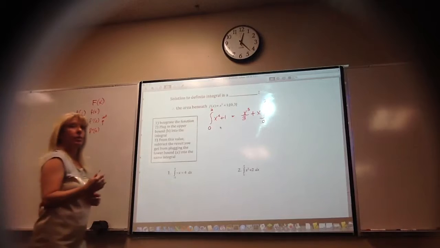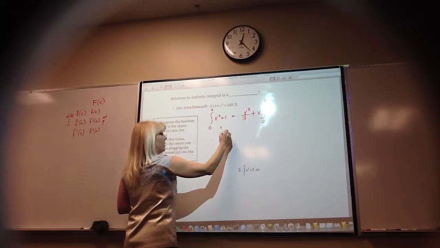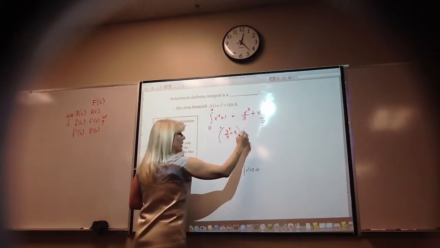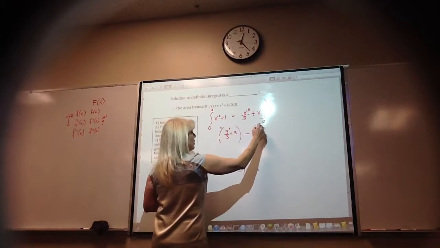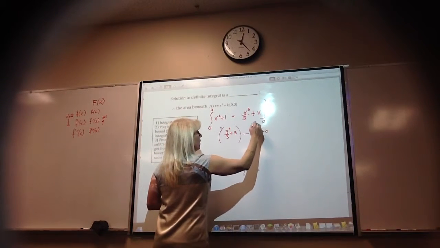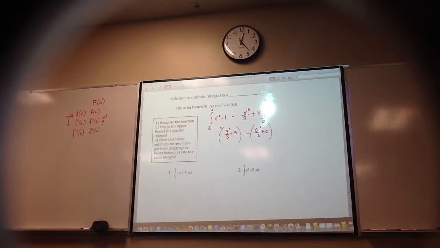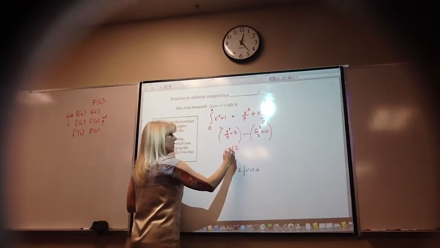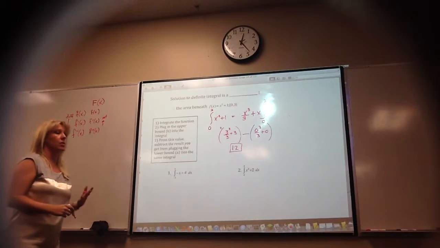Now, to get our answer, we take the top number and plug it into the integrated function, so we have 3 cubed over 3 plus 3. We subtract the result of plugging the lower bound into the integrated function, which is 0 cubed over 3 plus 0. Fraction answers are better answers. If you are going to give a decimal, make sure you go to 3 decimal places. What's 3 cubed? 27. Divided by 3? 9. Plus 3? 12. Minus 0. This is the exact area under the curve of the function x squared plus 1 from 0 to 3.